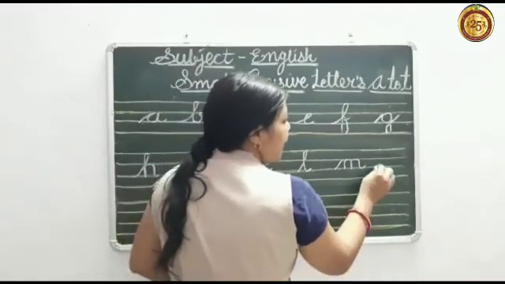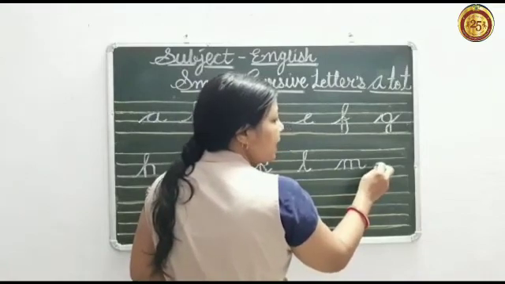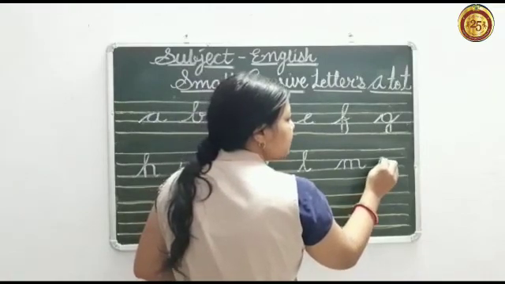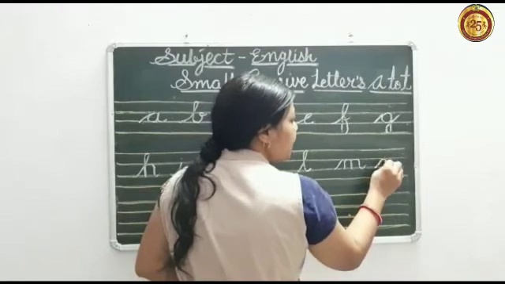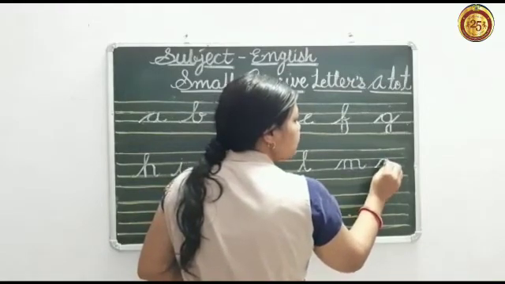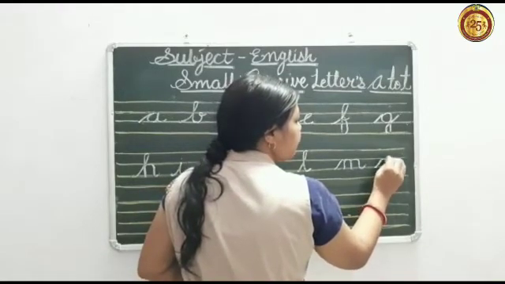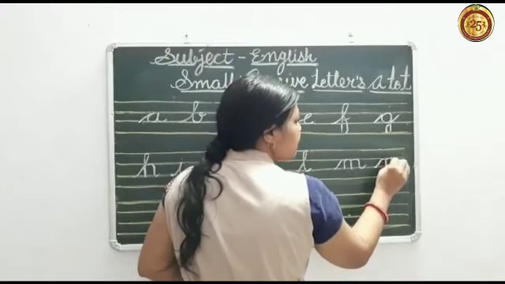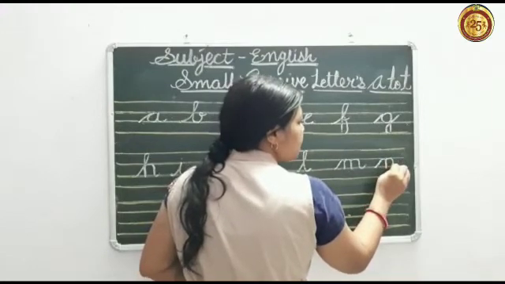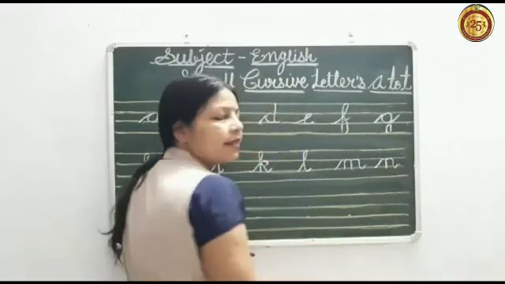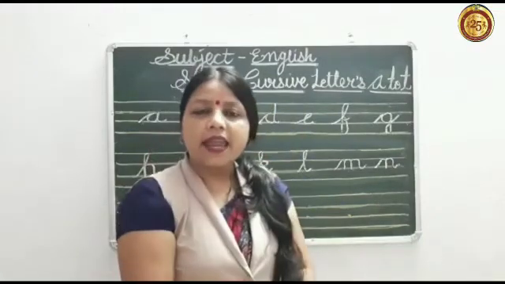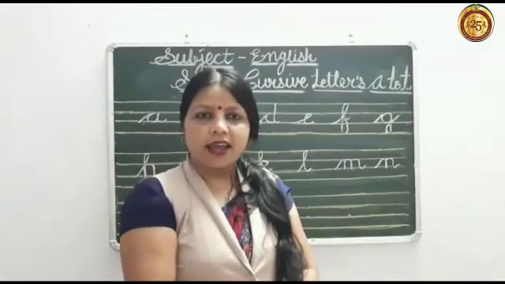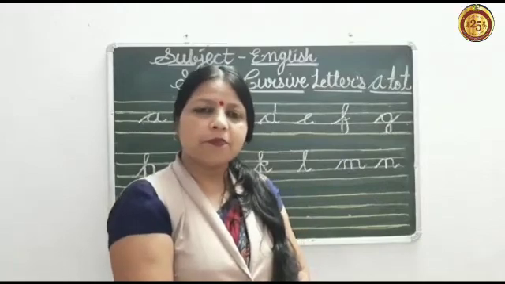We will write here N. Put your pencil here on second blue line. Take it upward, touch the first blue line, come down, touch the second blue line, go up with same line, turn it like this, come down, touch the second blue line and turn it like this. This is N, small cursive letter N. N for nest, N for nip.